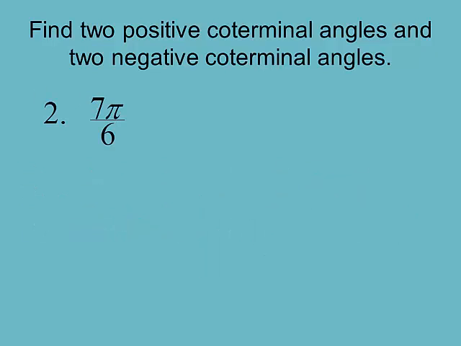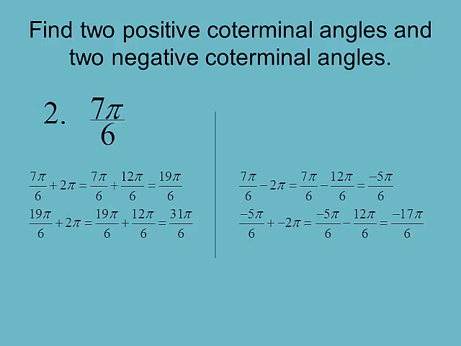Let's do the same thing for 7 pi over 6. So just as I previously mentioned, we'll be adding and subtracting 2 pi, which in this case will take the form of 12 pi over 6. And this looks familiar. We'll add and subtract 12 pi over 6, and we end up with 19 pi over 6 and 31 pi over 6 and negative 5 pi over 6 and negative 17 pi over 6. So we end up with 2 positive and 2 negative coterminal angles. There's actually an infinite number of them, but we'll stay pretty close. We won't go too far away from the original angle.